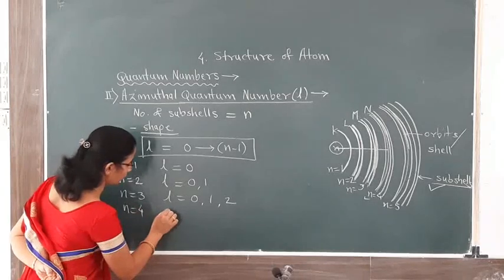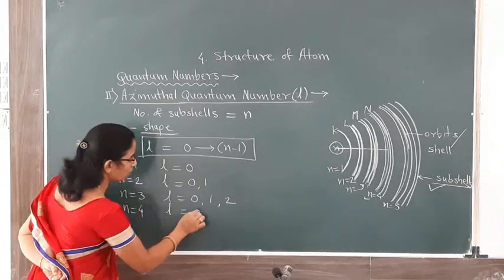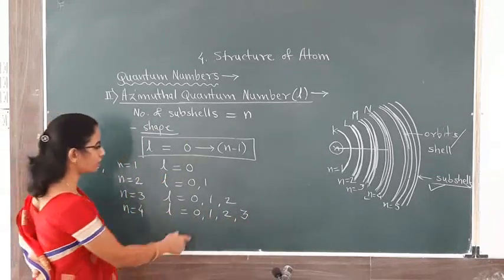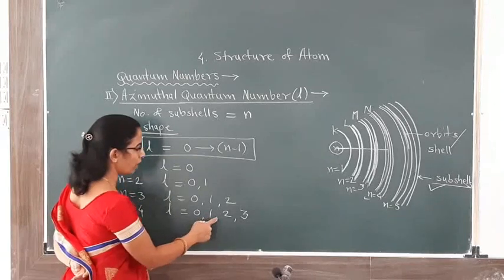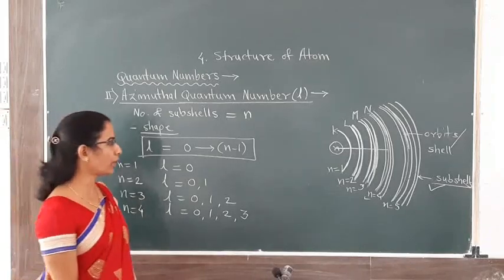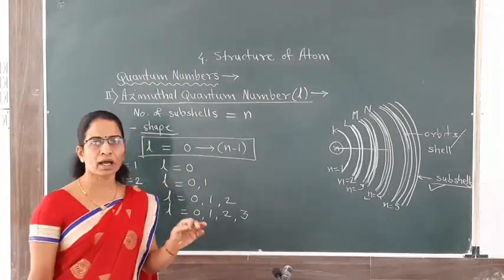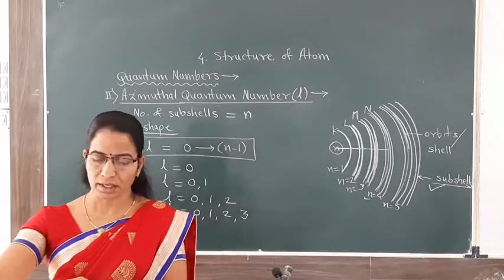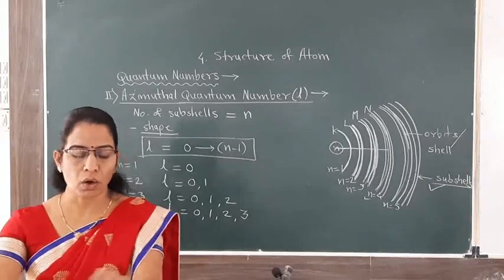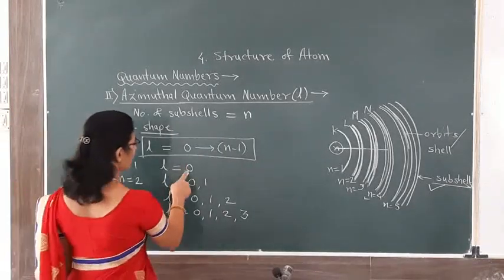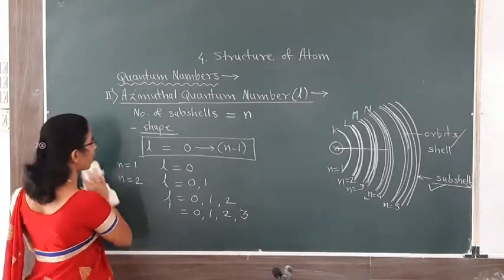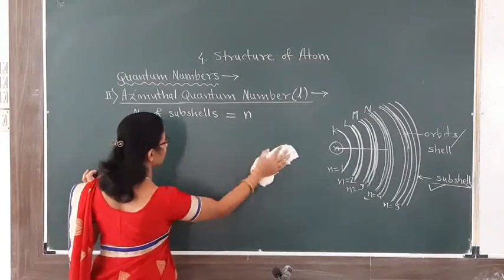Similarly, for n is equal to 4, for the fourth shell, the number of subshells is 4 and the values of l for those subshells are again 0, 1, 2 and 3. In this manner, with the help of the azimuthal quantum number, you will get the idea of the number of subshells present in a given shell, main shell or orbit. Now, with the help of the values of l, you can give names to those subshells. And how the names are given, I will show you.